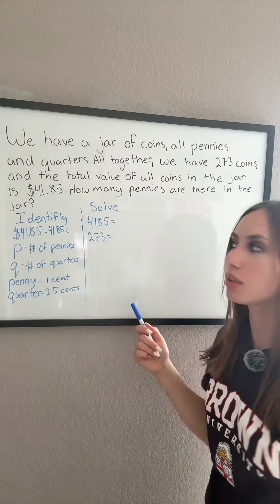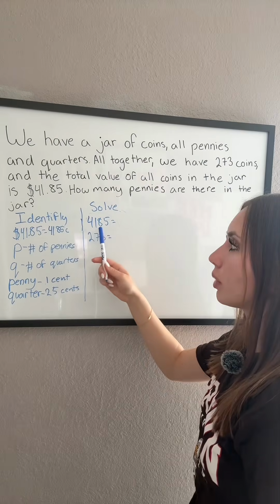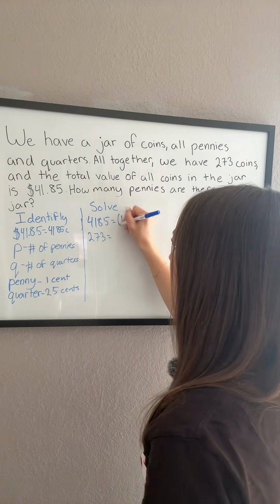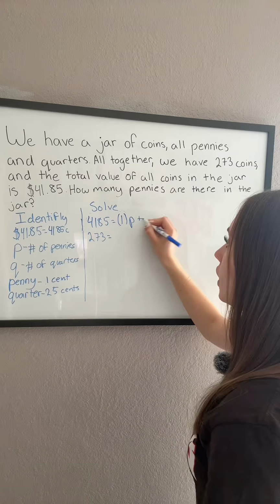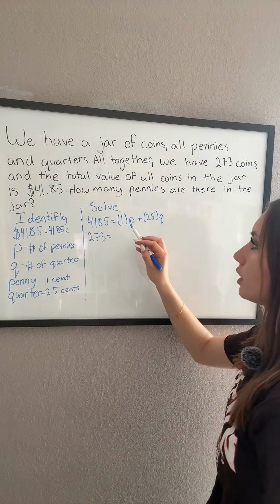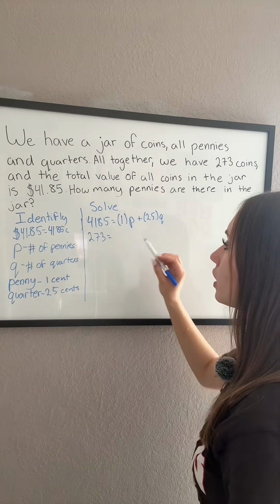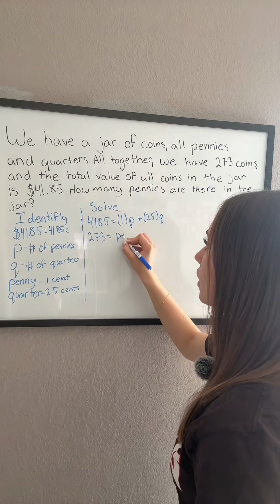Next, we're going to set up our equation. The first equation we're going to set up is the value of money in the jar, which is 4,185 cents. We know that 1 penny is worth 1 cent, and we know that 1 quarter is worth 25 cents. So the number of pennies plus 25 times the number of quarters is going to give us this total. We know that the total number of pennies and quarters is 273. So we're just going to write that here.